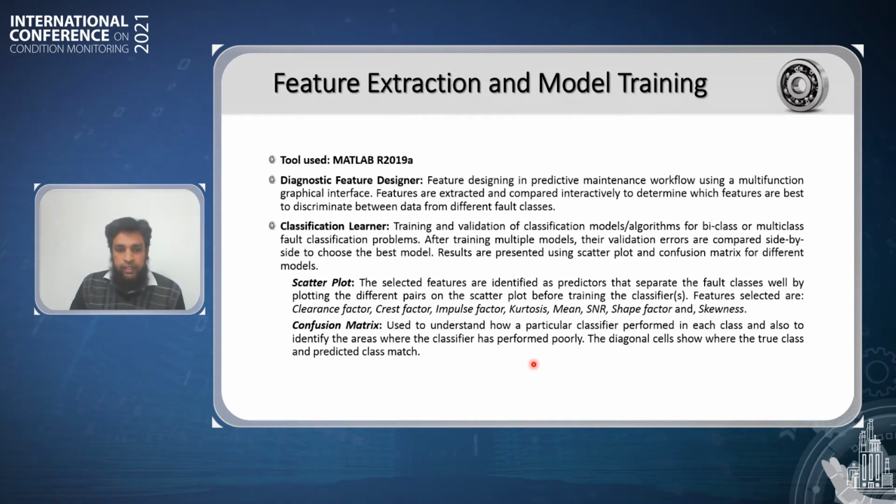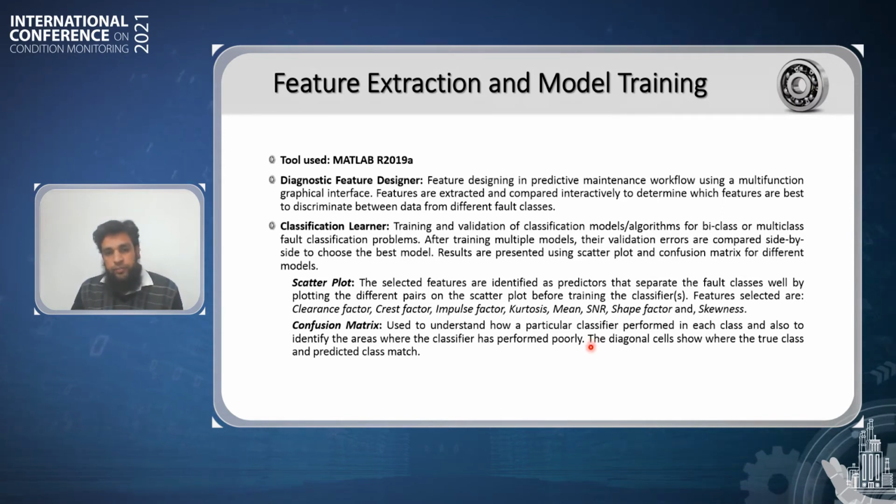The results are presented in the form of scatter plot and confusion matrix. In the scatter plot, the selected features are identified as predictors, which may separate the fault classes well, by plotting the different pairs on the scatter plot before training the classifiers. The features selected this way are clearance factor, crest factor, impulse factor, kurtosis, mean, signal to noise ratio, shape factor, and skewness in this particular case.